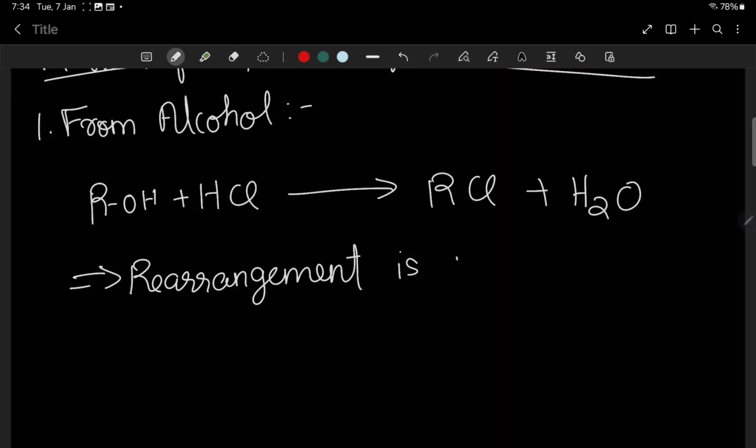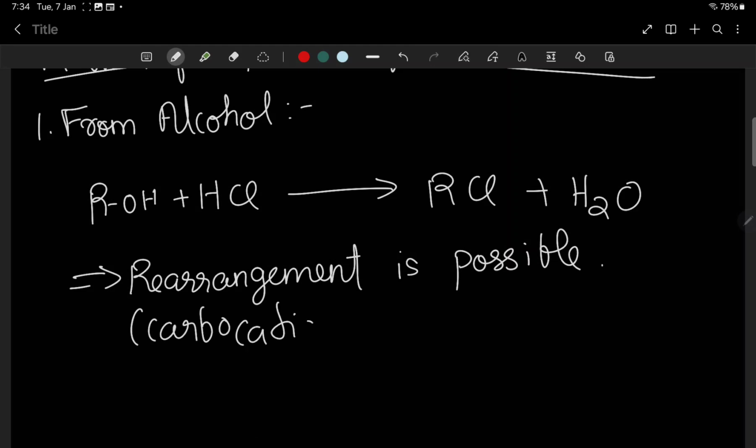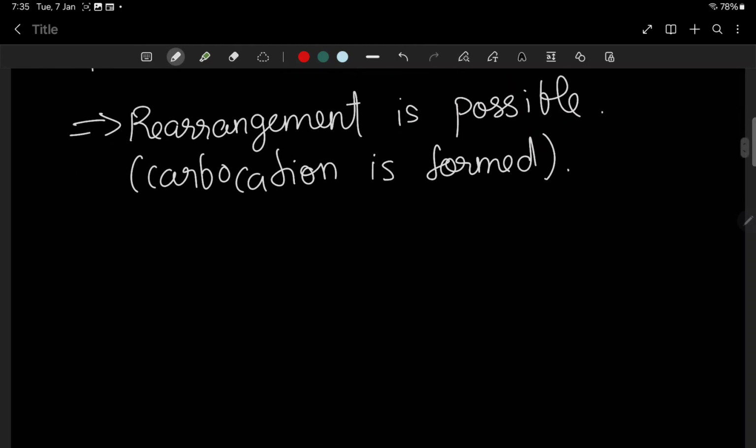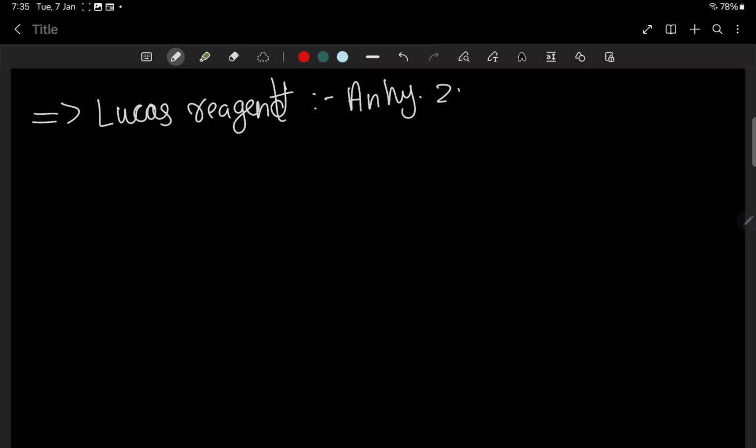So do it accordingly. Rearrangement is possible, and carbocation is formed. As carbocation is formed, rearrangement is there. This is the important point in this reaction. This reaction is also called by a special name when we use the Lucas reagent, that is anhydrous zinc chloride. We call the reaction the Lucas test.